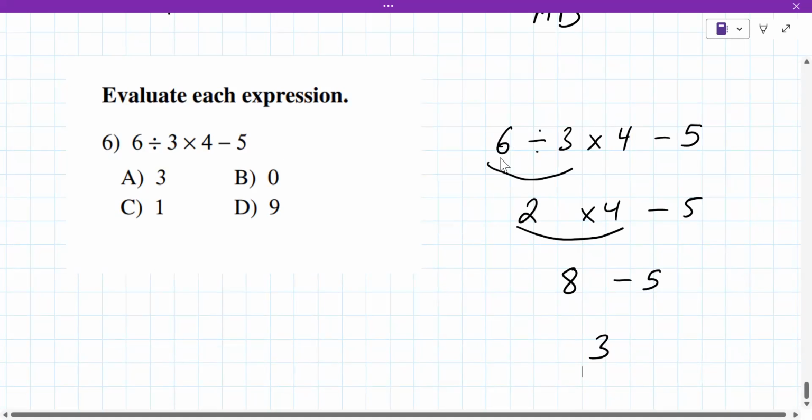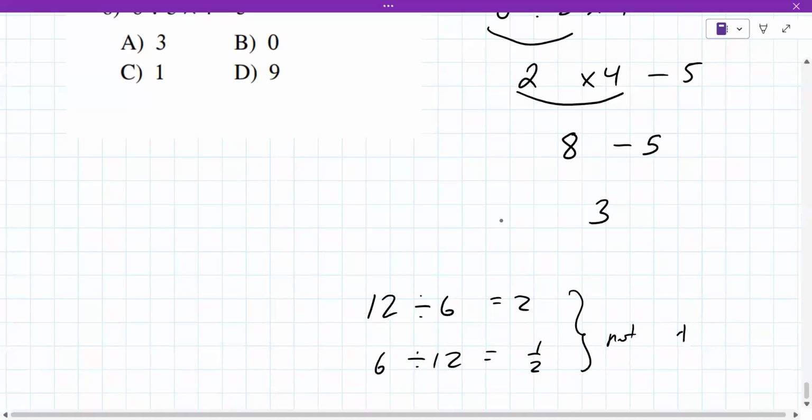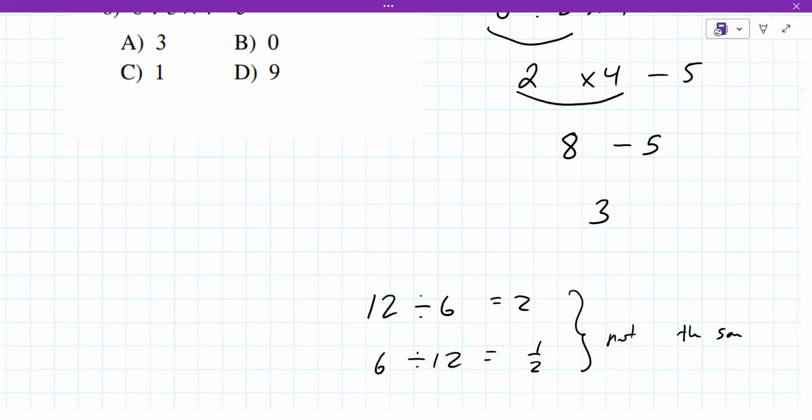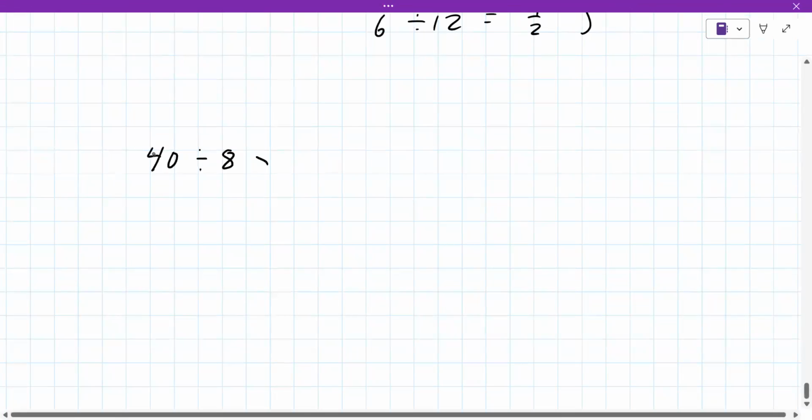So to be clear here, 12 divided by 6 is 2. Yeah. 6 divided by 12 is 1/2. They're not the same. It was just opposite for me, so I just had like what you did. Yes. So 12 divided by 6 is 2. Okay, so let's try another one. I'm just gonna make one up here. Let's go 40 divided by 8 times 2 minus 3.